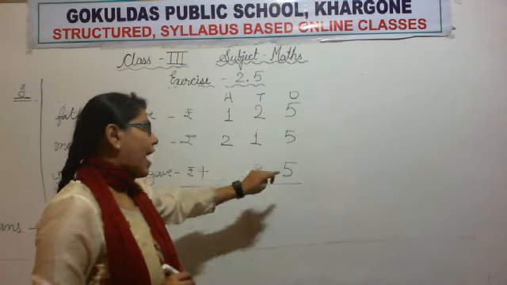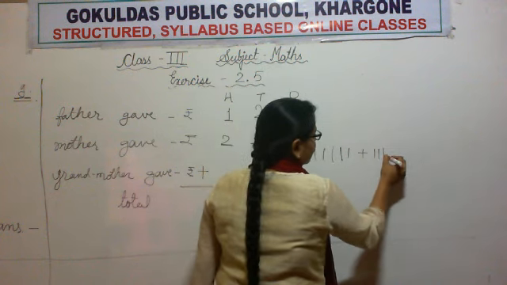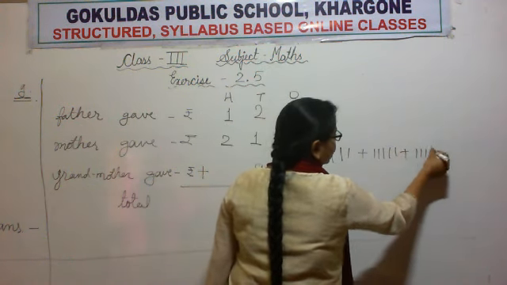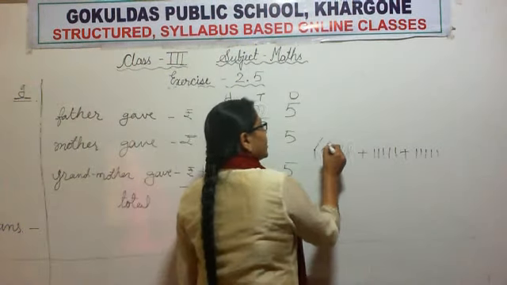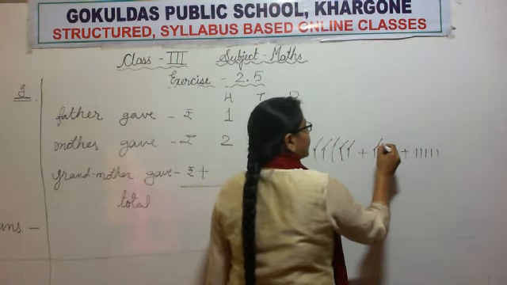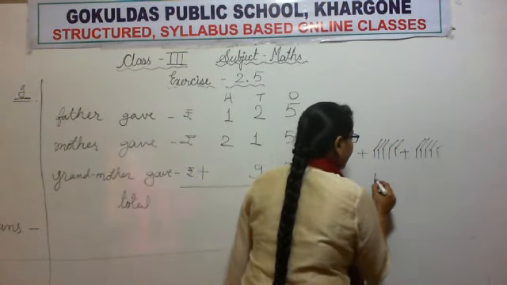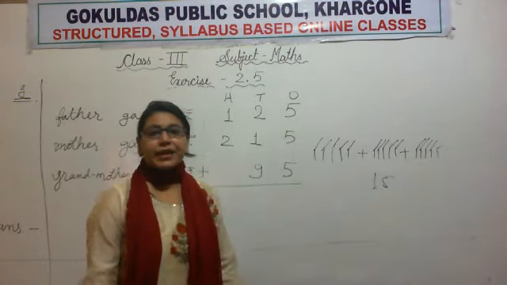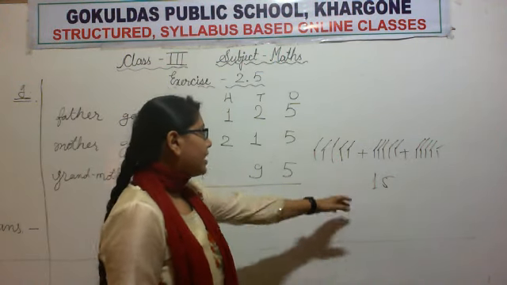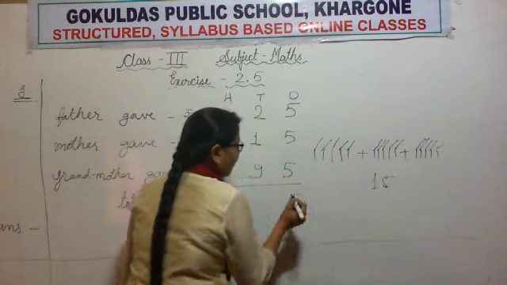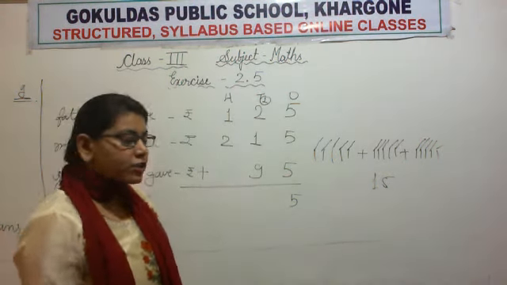5, 5, 5. So we will draw 5 sticks 3 times. Okay. Now let's count how many sticks are there. 1, 2, 3, 4, 5, 6, 7, 8, 9, 10, 11, 12, 13, 14 and 15. We added one digit numbers and got a 2 digit answer. So what will we do? We will regroup the number 15. We will write 5 below the ones and 1 in the form of carry below the tens column.